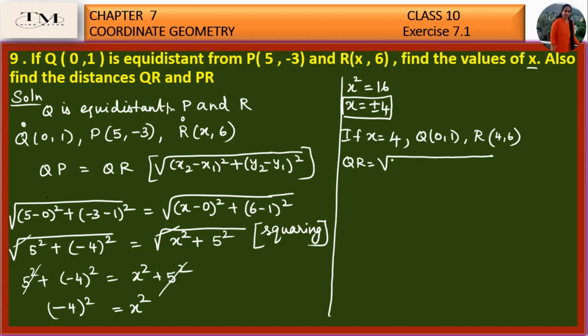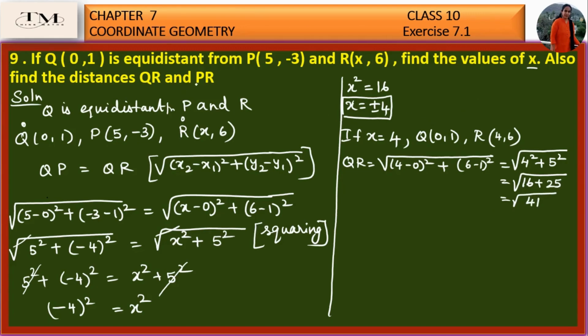(4 minus 0) whole square plus (6 minus 1) whole square. Which is equal to square root of, 4 minus 0 is 4, so 4 square, plus 6 minus 1 is 5, so 5 square. Which is equal to 4 square is 16 plus 5 square is 25. So it is root of 16 plus 25, which is 41.